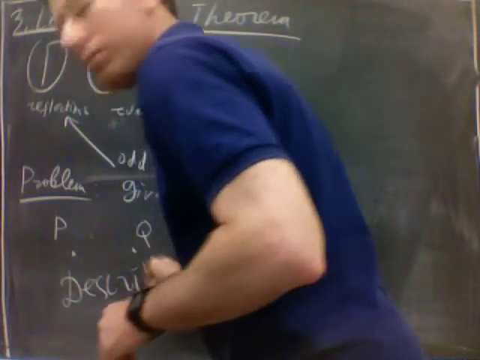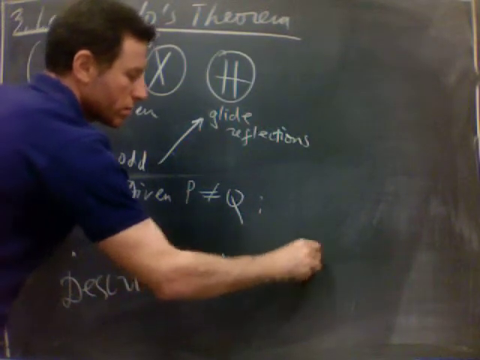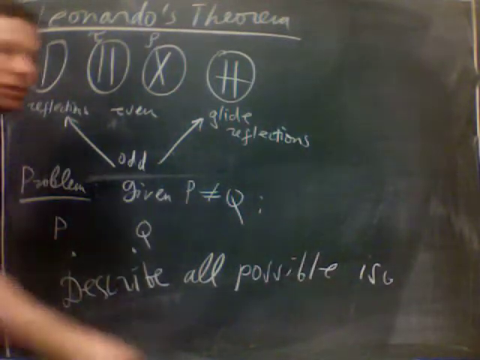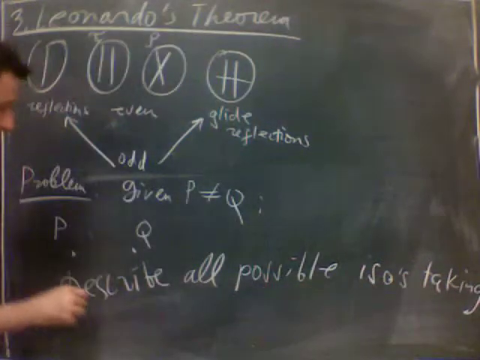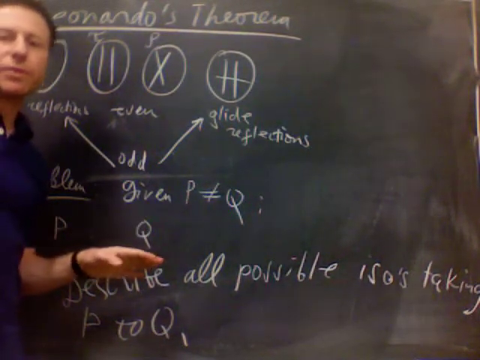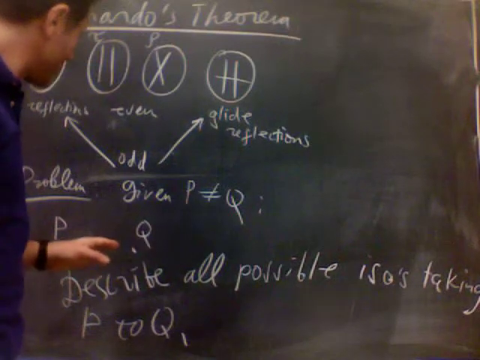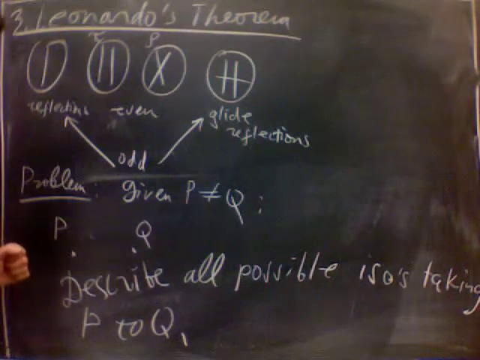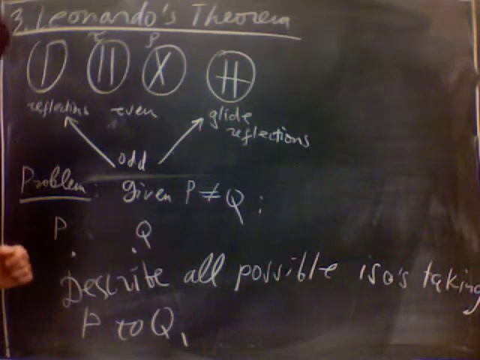So given P is not equal to Q, list, describe all possible isometries taking P to Q. So at this point you should stop the recording, pause the podcast, and try and describe all possible isometries taking P to Q. Alright, so it should take no more than 15 minutes or so. Hopefully you've done it and come back now.